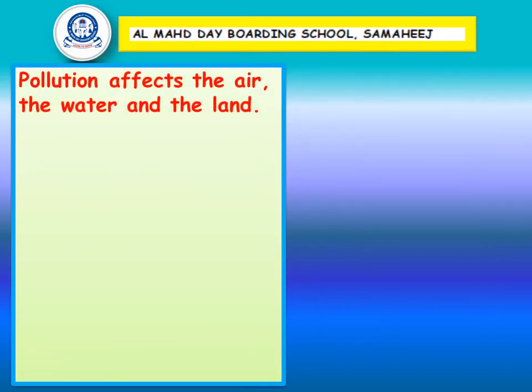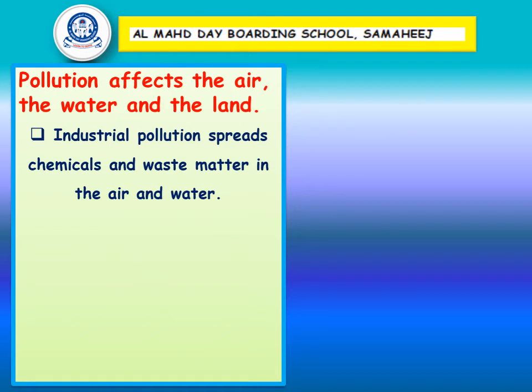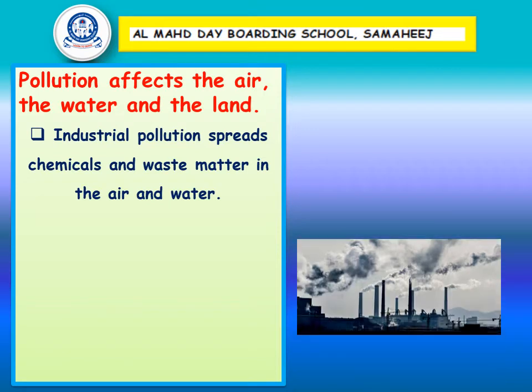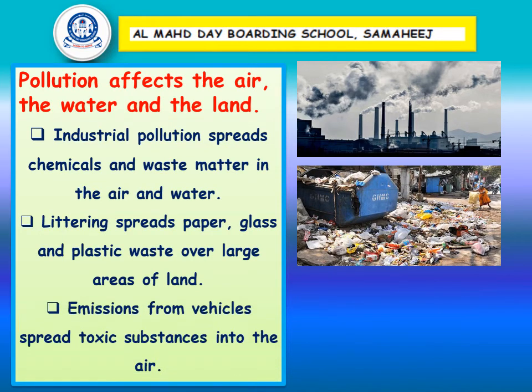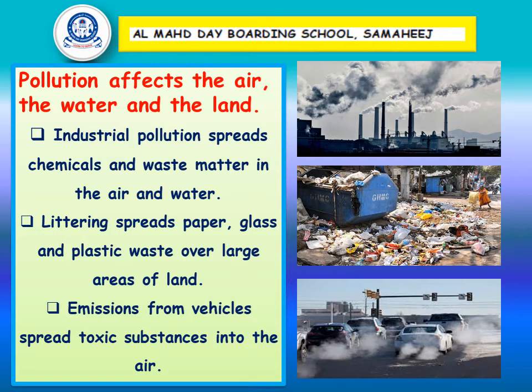Pollution affects the air, the water, and the land. First, industrial pollution spreads chemicals and waste matter in the air and water. Second, littering spreads paper, glass, and plastic waste over large areas of land. Third, emissions from vehicles spread toxic substances into the air. So remember, pollution affects the air, the water, and the land. So human activities can cause different kinds of pollution, like air, water, and land pollution.